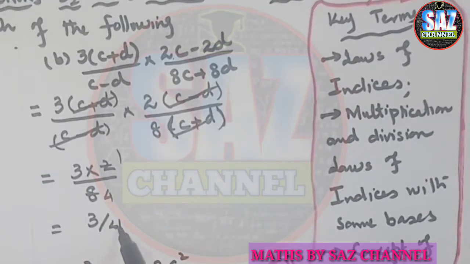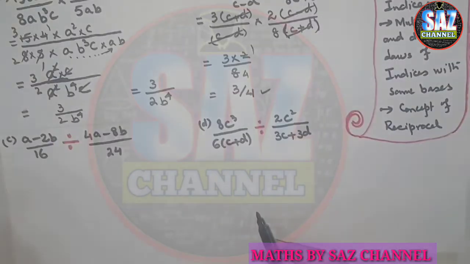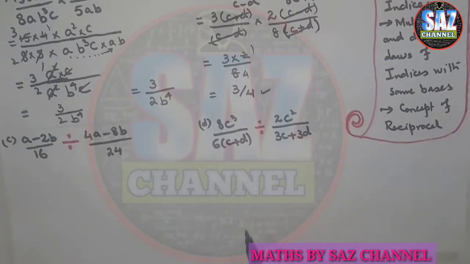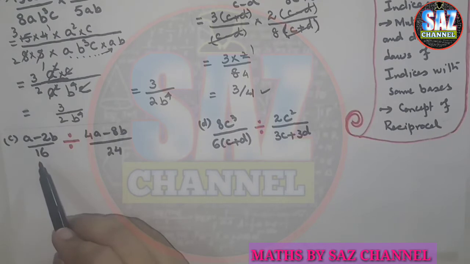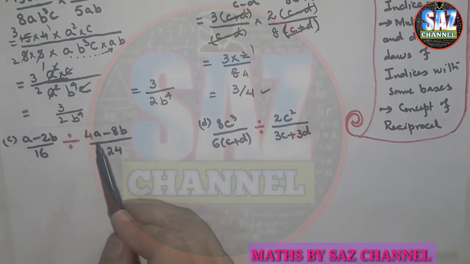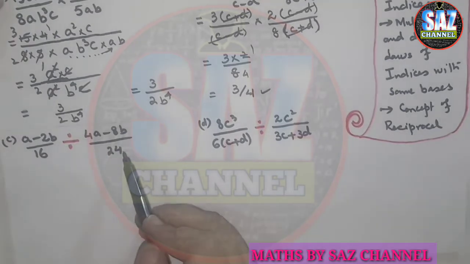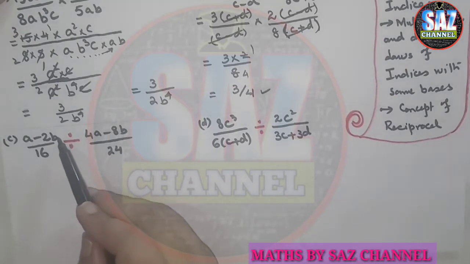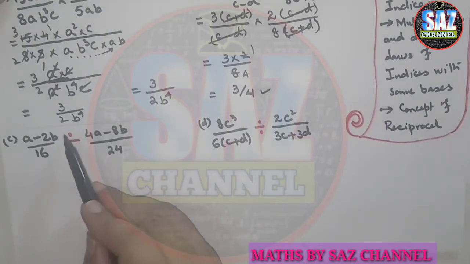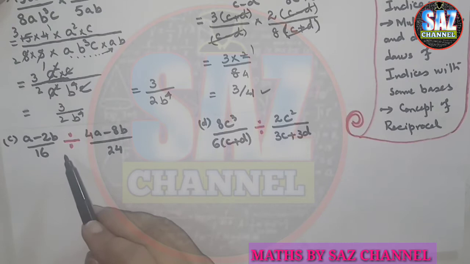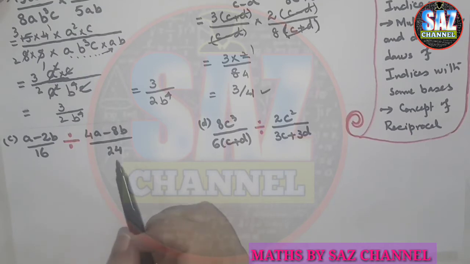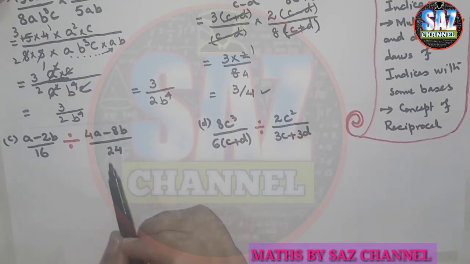I hope you are clear about this question. Let's move to the next question. The next question is a minus 2b upon 16 divided by 4a minus 8b upon 24. We know whenever we have the division sign between two fractions, we have to take the reciprocal, and this division sign will be changed into multiplication, and we have to flip the fraction which is after this division sign.